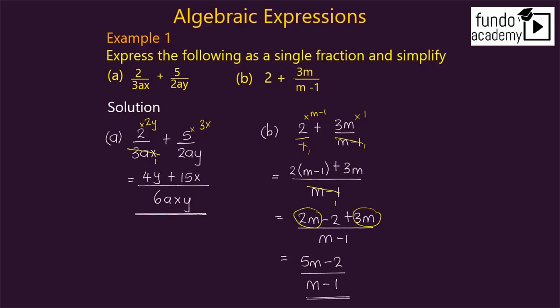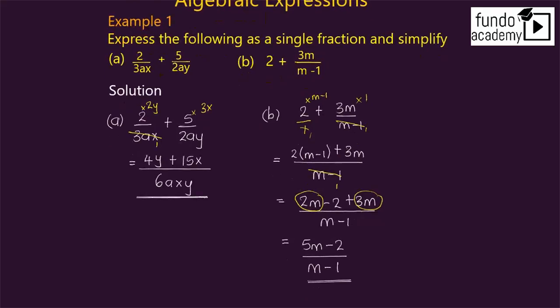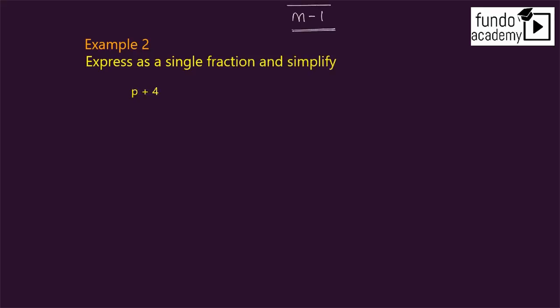Alright, so that's how we work out these two problems. Well done if you got the answer correct. I'll have one more example, example 2, for you to work out. Alright, let's look at example 2. In example 2, we want to express as a single fraction, and simplify, 5 over p plus 4 minus 2 over p minus 3. I'm just going to give you 3 minutes on this one, or even 2, so I want you to start working from now. You may pause this video.